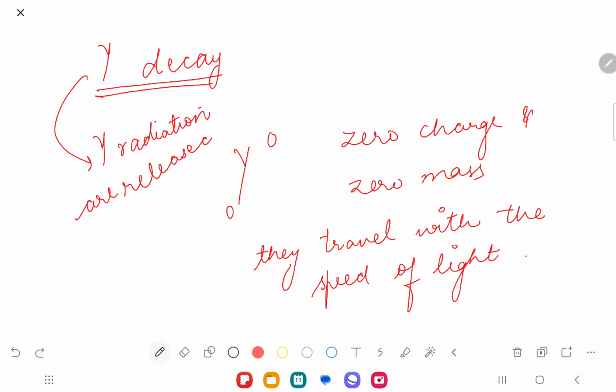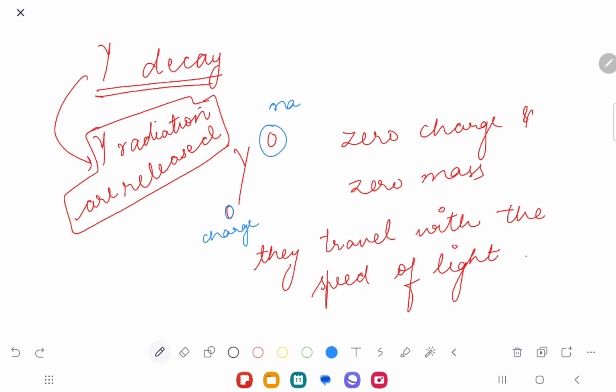And when gamma radiations are released, you need to know the nature of gamma radiations. It basically has zero charge and zero mass. And they travel with the speed of light, which is 3 into 10 raised to the power 8 meters per second. Simple.